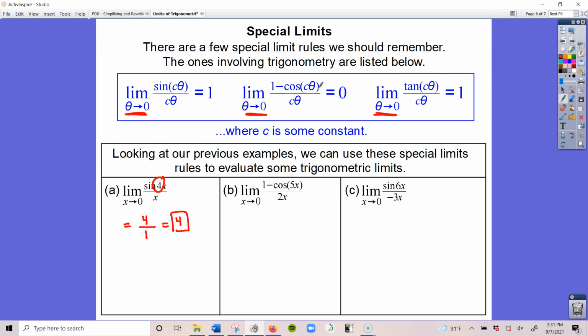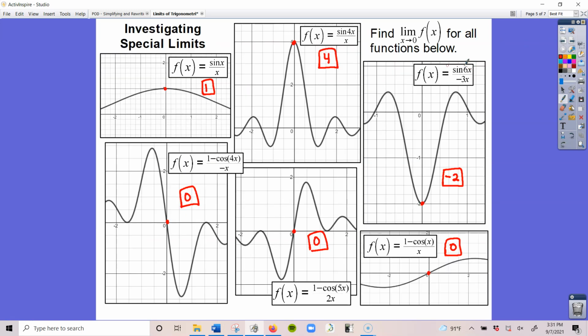Now this is the formatting of this special limit, 1 minus cosine of 5x over 2x. Here we don't need to divide those numbers because this particular limit is always going to equal 0. And this last one here, we have the sine of 6x over negative 3x. We take those numbers, 6 and negative 3, and we divide. 6 divided by negative 3 is equal to negative 2. And this would be the answer to that limit. And that is this graph over here. You see how we got negative 2 from the graph.